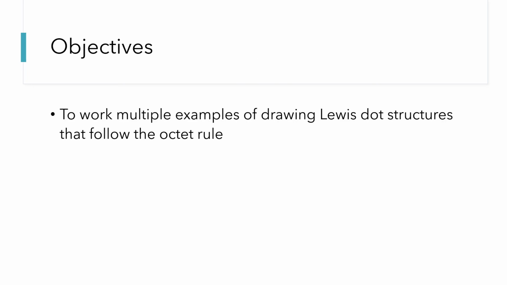In this video, we worked multiple examples of compounds that follow the octet rule and how to draw their Lewis dot structures. In the next video, we're going to expand that to look at polyatomic ions and how we have to change the electron count. And then later videos are going to look at compounds that don't follow the octet rule.